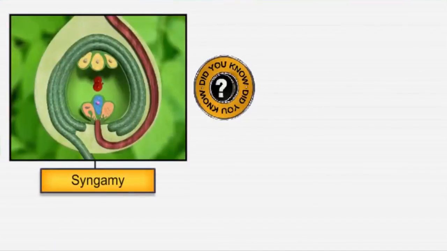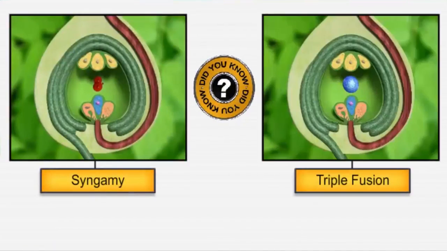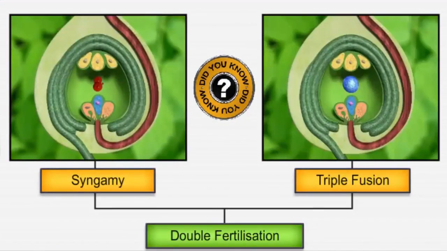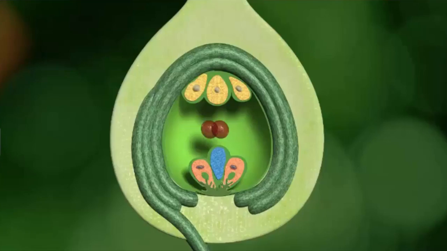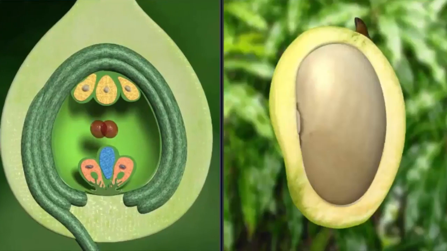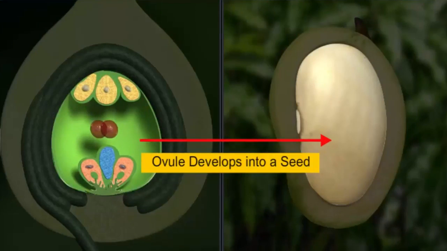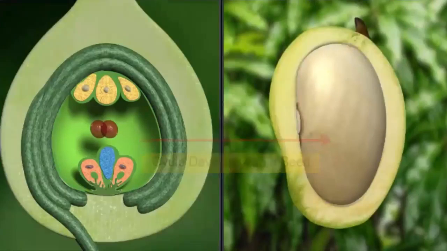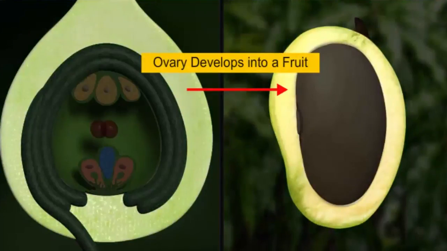Did you know that syngamy and triple fusion together represent double fertilization? A phenomenon unique to flowering plants. Double fertilization is followed by several post-fertilization events which eventually transform the ovule into a seed and the ovary into a fruit.